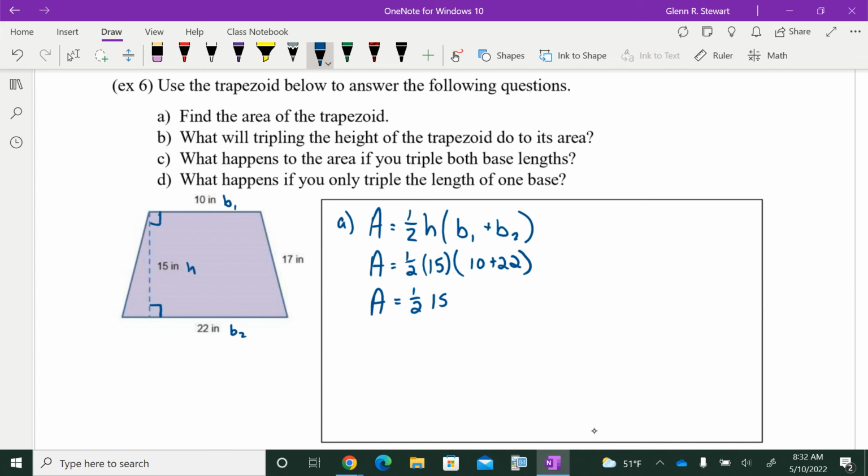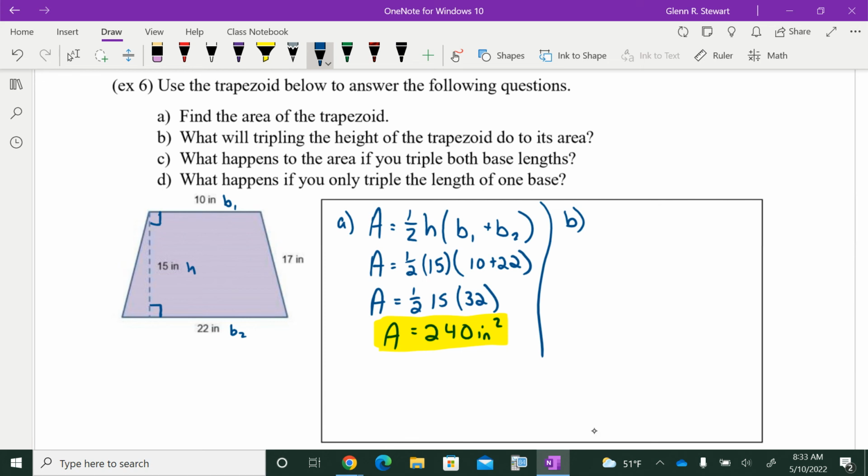So 1/2 15 times 32, which then is going to create 240 inches squared. So let's take a look at part B. Part B says what will tripling the height of the trapezoid do to the area?